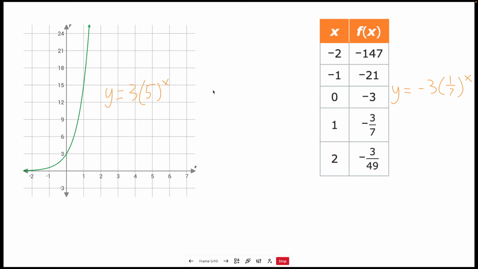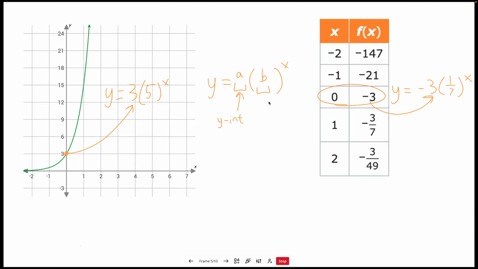What you may have realized is that both of these have some things in common. For example, they both have y equals a number, parentheses, another number, parentheses, with an x in the power position, okay? And so we're going to call this number a and this number b. You may have also realized that the a value, the number in front of the parentheses, is the y-intercept, okay? Y-intercept is 3, which is why this is 3. The y-intercept here is -3, which is why this is -3, okay? So a is the y-intercept.